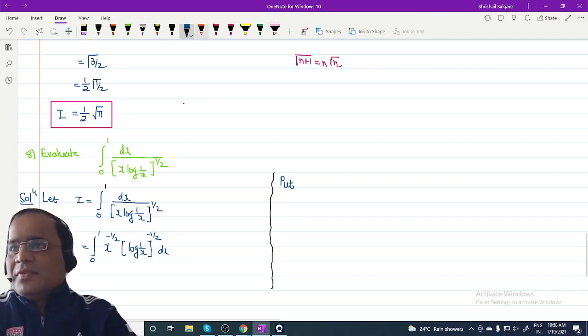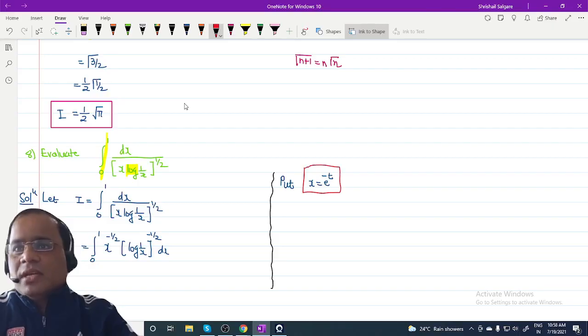Now see, for the first one, limits from 0 to 1, integrand involving logarithm. For that I told put always x is equal to e to the power minus t. That is a standard substitution. So dx is given by minus e to the power minus t dt. Same thing you have to write. Given limits for x from 0 to 1, for t it comes as infinity to 0.